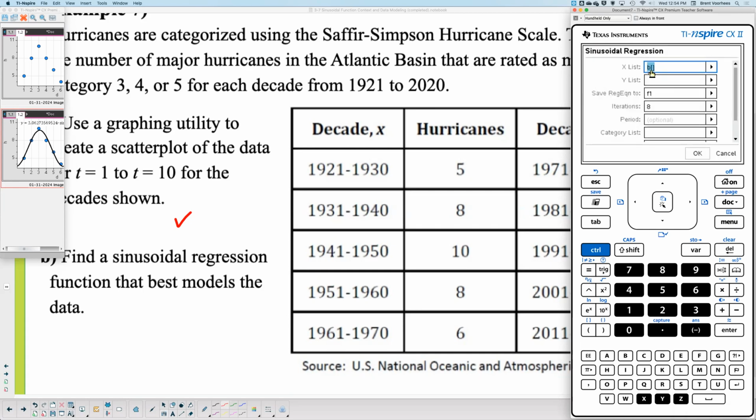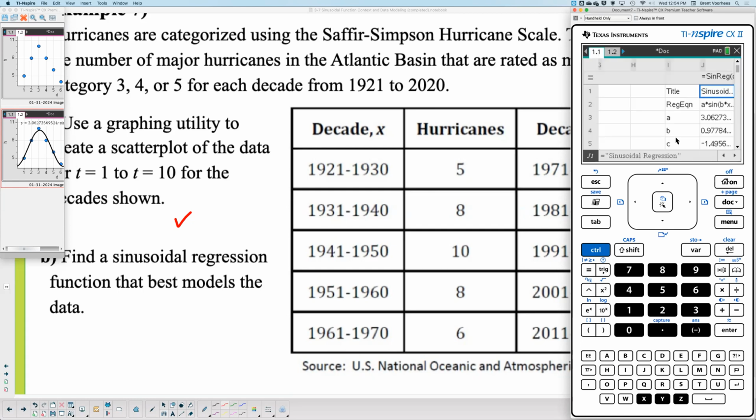The X list was D. The dependent was H. We're saving this as F1. So here's our function. And they show me my equation here. It's the same equation we've been working, except they have a plus C in this equation. So we'll write this out so we can see all of our data. And I'll take a picture of this and add it in.